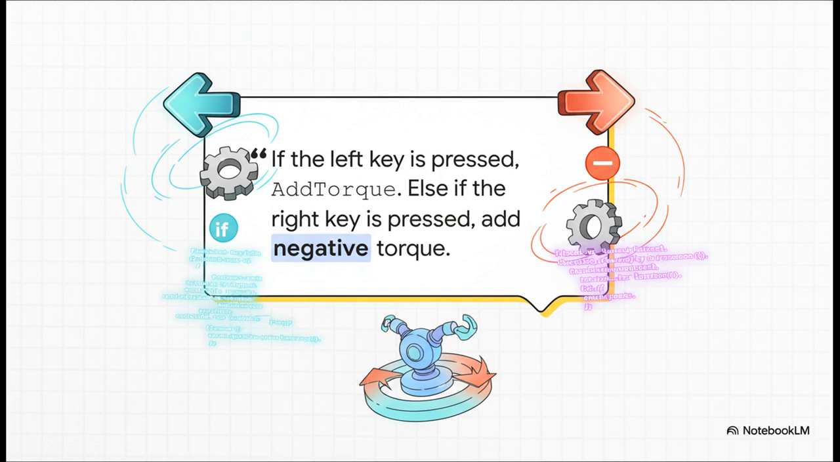And here's the really slick part. To make it spin the other way, we just call rb2d.AddTorque(-torqueAmount). We just use the same variable but make it negative. One variable, two directions. It's super clean and efficient.